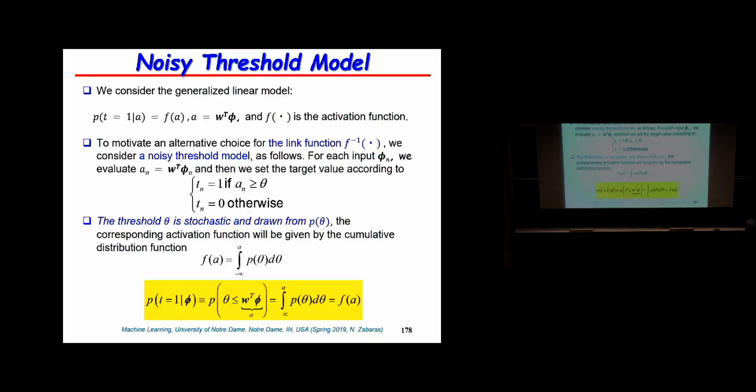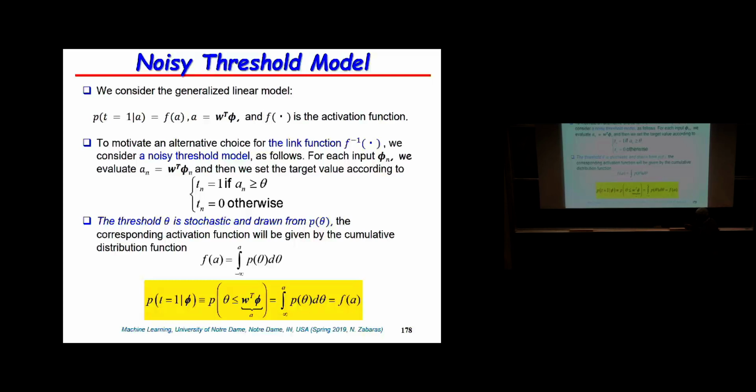So I repeat again. We have some noisy threshold that is coming from some distribution pi of theta. And when alpha n, so for a given input, when W transpose phi is greater than or equal to theta, we assign class 1, otherwise class 0. Why is this interesting? Let's see what happens. Let's put this in a mathematical form. In this model, the posterior of t being equal to 1 given my input phi, according to this definition, is the same as the probability of theta being less or equal to alpha, which is W transpose phi. You see that? All right?